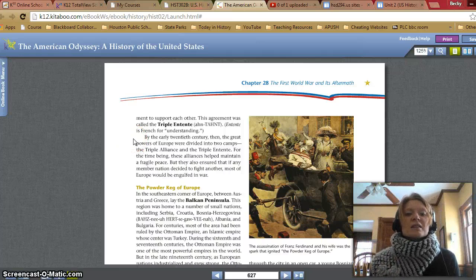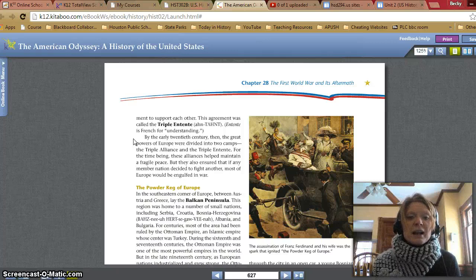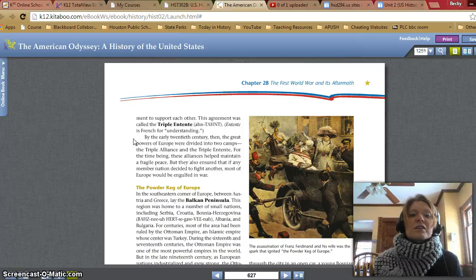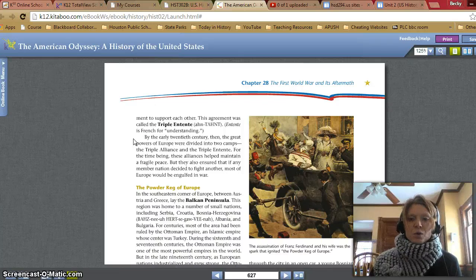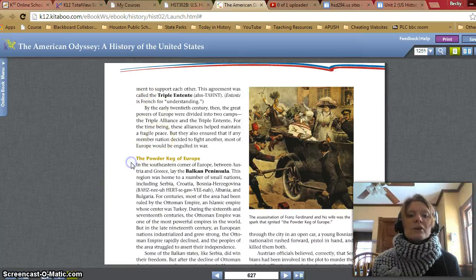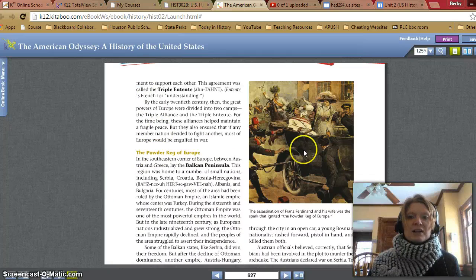By the early 20th century, then, the great powers of Europe were divided into two camps, the Triple Alliance and the Triple Entente. For the time being, these alliances helped maintain a fragile peace, but they also ensured that if any member nation decided to fight against each other, most of Europe would be engulfed in war. The powder keg of Europe. And just look at the picture here.